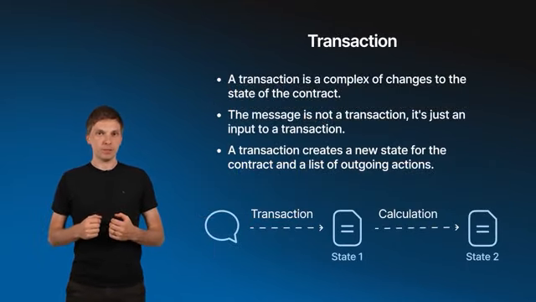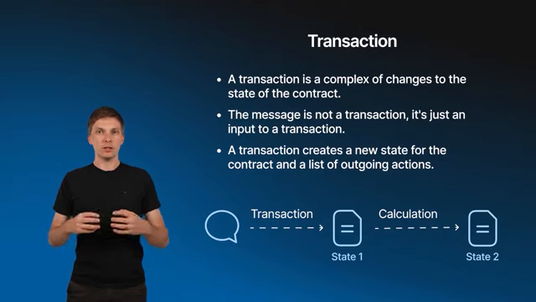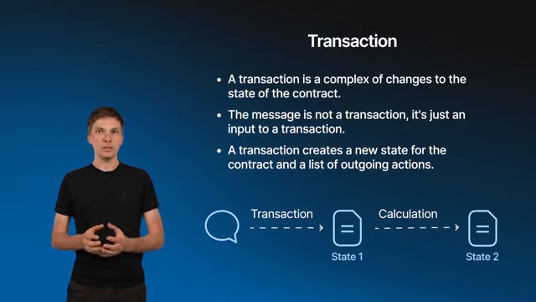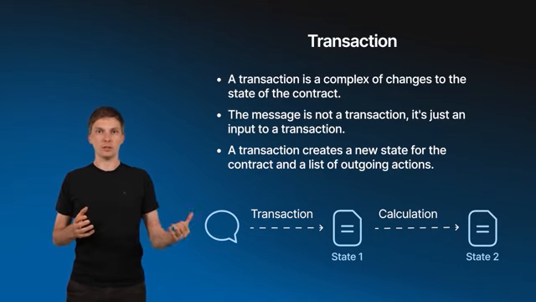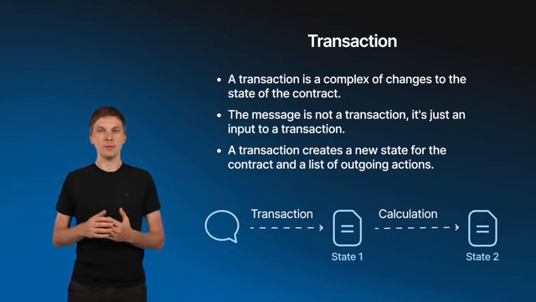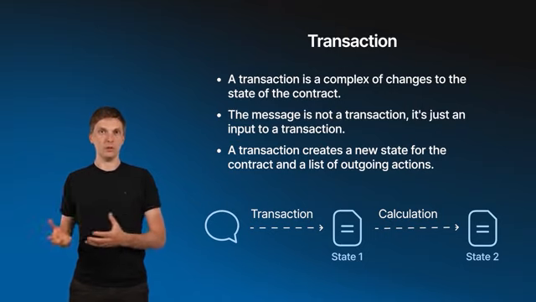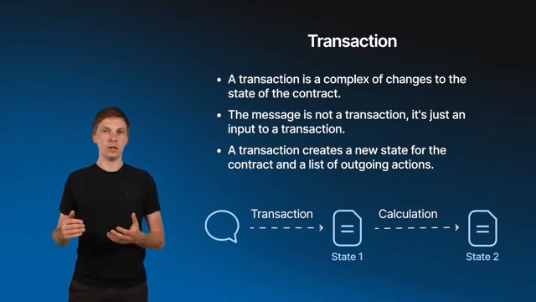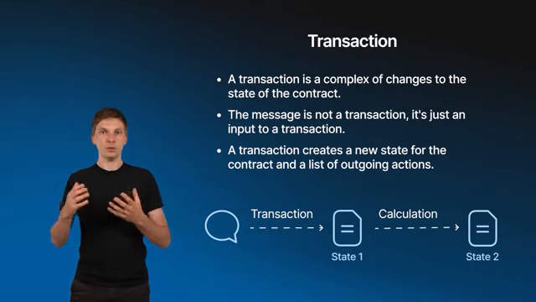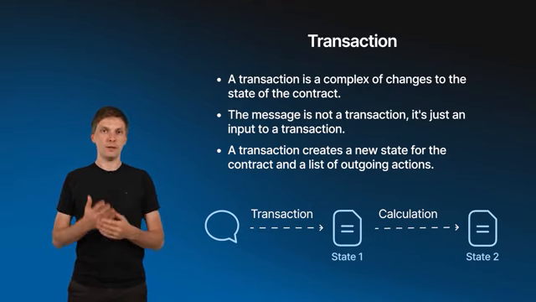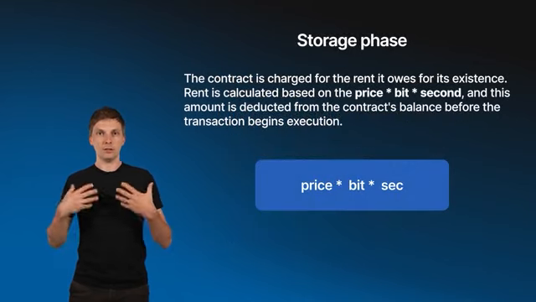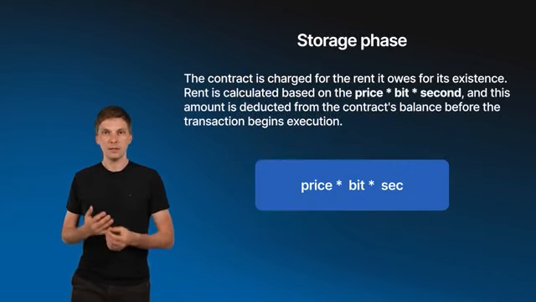So what is a transaction? A transaction is a complex of changes to the state of the contract. So the message is not a transaction, it's just an input to a transaction. What a transaction does is change the state and create, as a result of the TVM operation, a new state for the contract and the list of outgoing actions. And to come to this result, there are 5 phases that the transaction goes through.